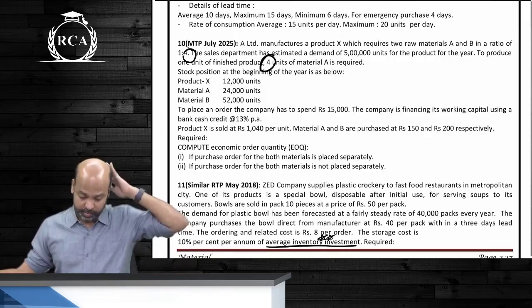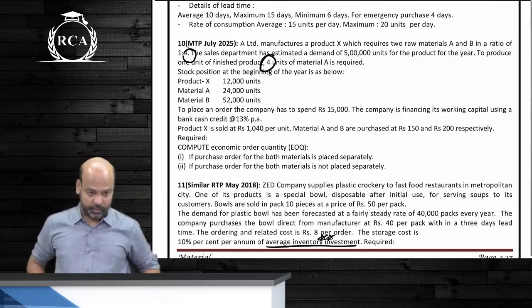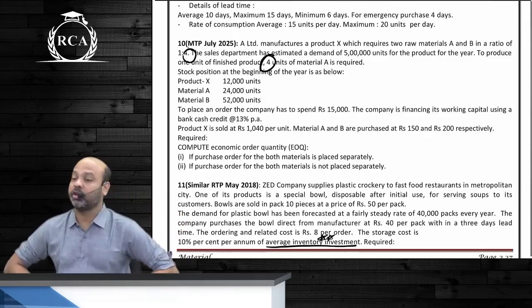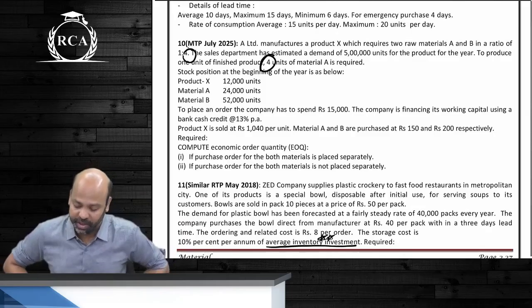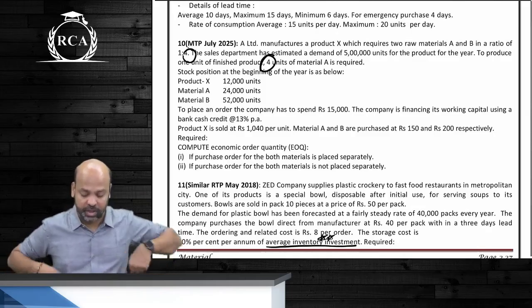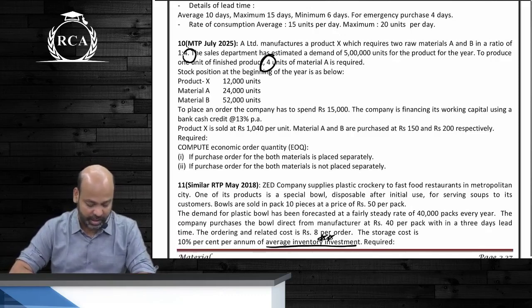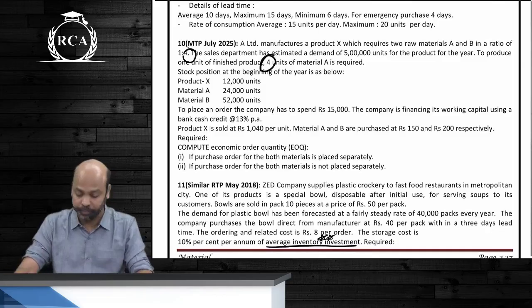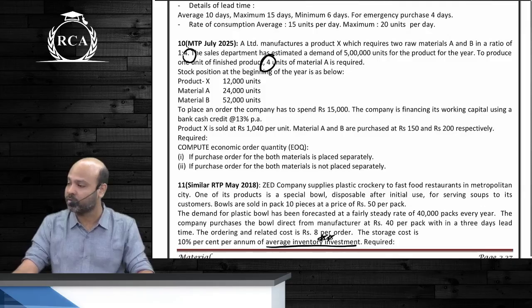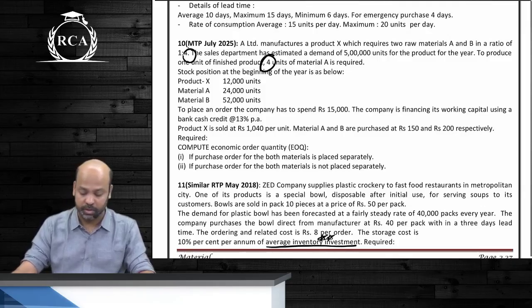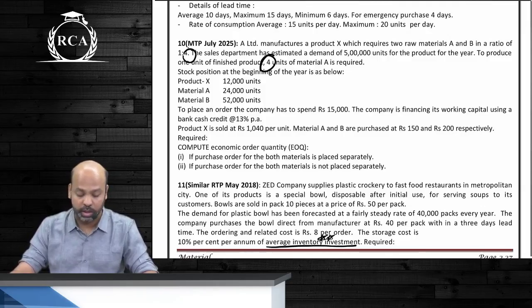And to place an order the company has to spend 15,000, so that's your cost per order. Company is financing its working capital using a bank cash credit at 13% per annum. 13% of purchase price, guys, will become your carrying cost per unit per annum. Product X is sold at 1,040 per unit. Who cares about it? We do not care about the selling price of the finished product, guys, unless the requirement is to compute profitability. Are we clear about this? Material A and B are purchased at 150 and 200 respectively. You are required to calculate EOQ.